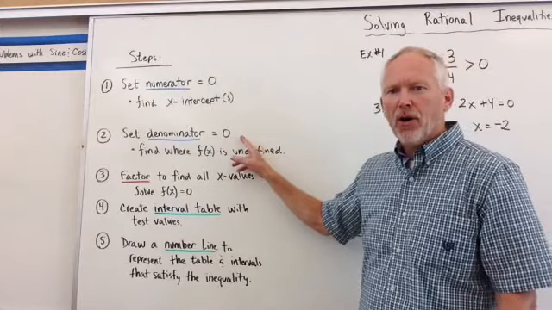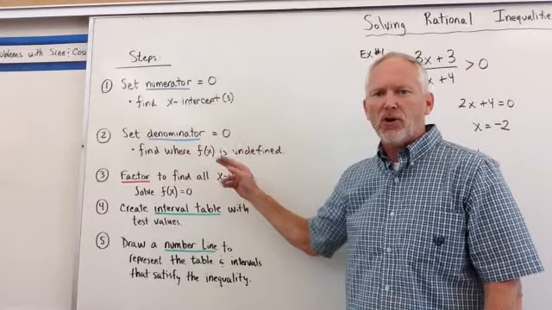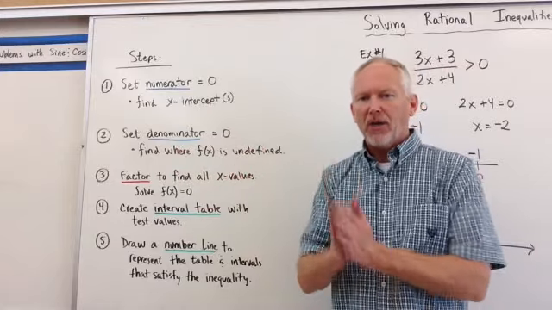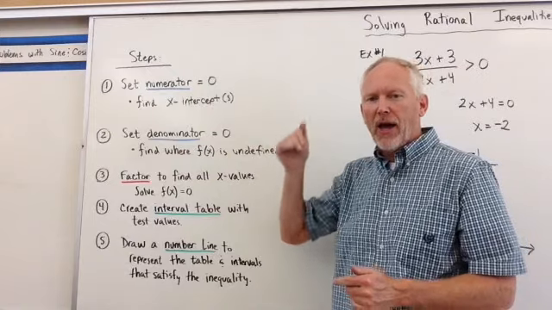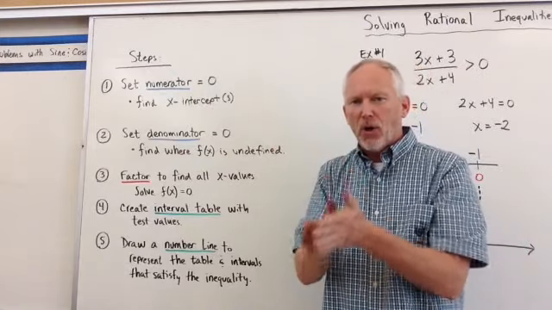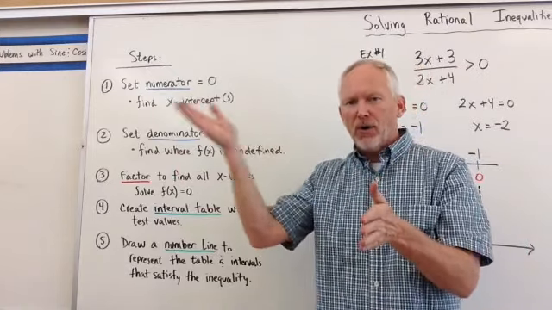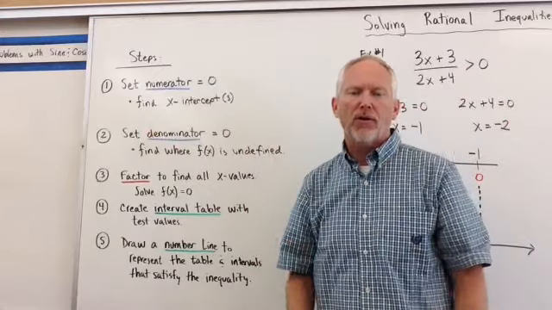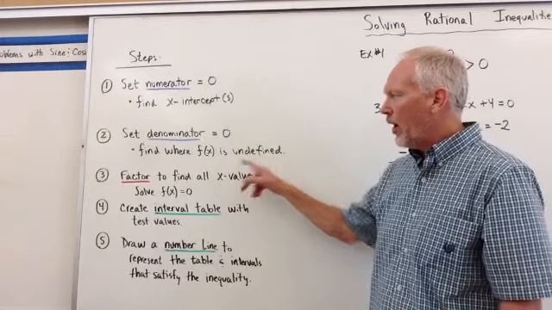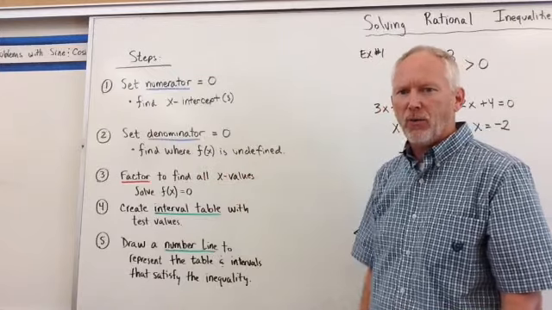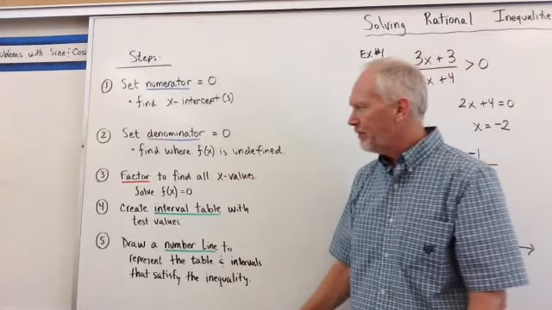The denominator will tell us where the function is undefined, because in a rational graph we have some asymptotes. So we want to figure out that the graph is going to be on one side of the asymptote or the other side. Okay, so these are vertical asymptotes we're looking for. Where is f of x undefined? Where are those vertical asymptotes?